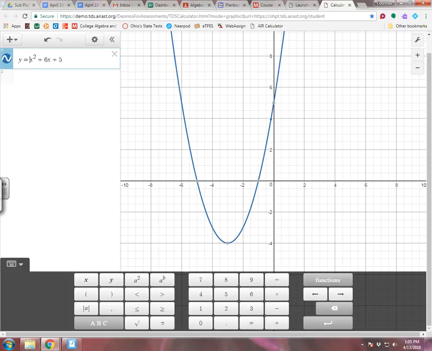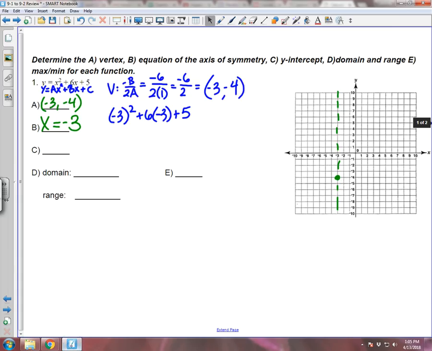How'd you do? Good? Okay, so let's answer the rest of our questions. What's letter C ask me for? The y-intercept? What's the y-intercept? Right here it is, 0, 5. And I can put that on there, can I? And then I can count how many boxes away is that? That's 3 boxes away. So because it's symmetrical, if I count 3 boxes away, I should have another point.